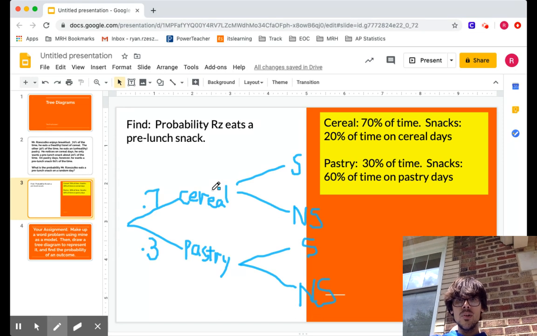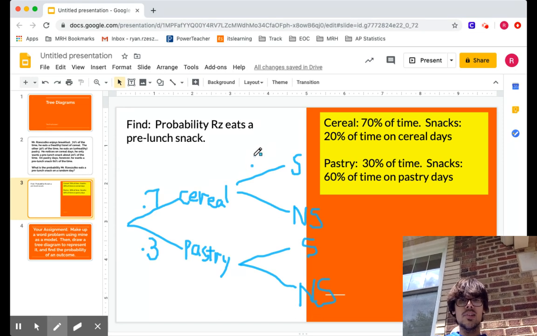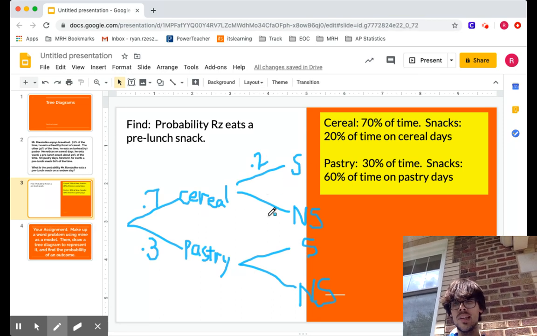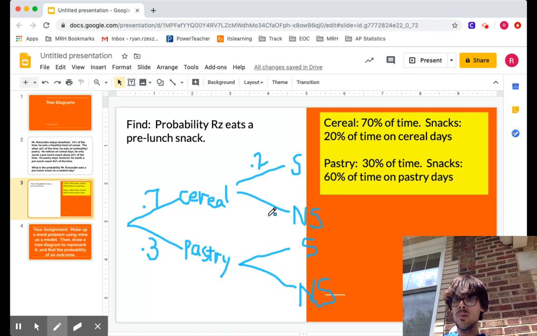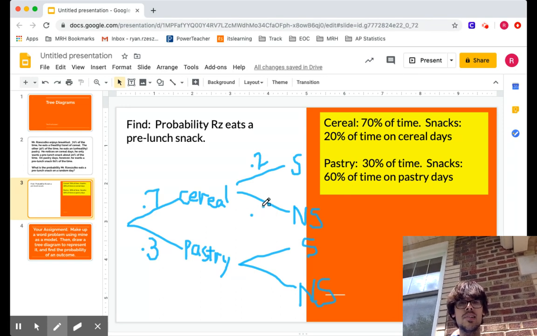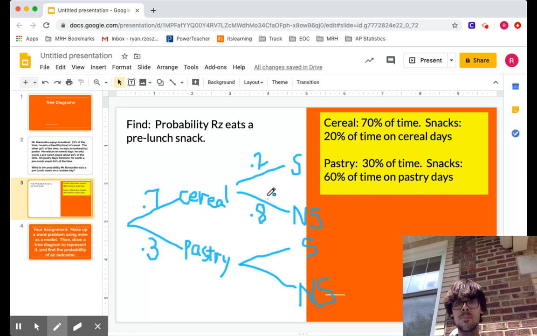If I have cereal, I'm only going to have a snack 20% of the time because evidently my bowls of cereal must fill me up a little more. And it didn't say my no snack, but it makes sense. If there's a 20% chance I have a snack, it's called the complement. It's just the opposite. That means there's an 80% chance I do not have a snack. So these little branches here have to add up to 1.